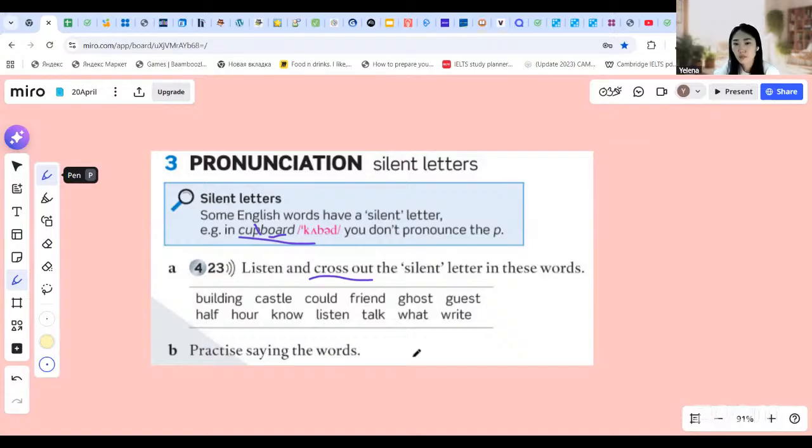4.23. Building. Castle. Could. Friend. Ghost. Guest. Half. Hour. No. Listen. Talk. What. Right.